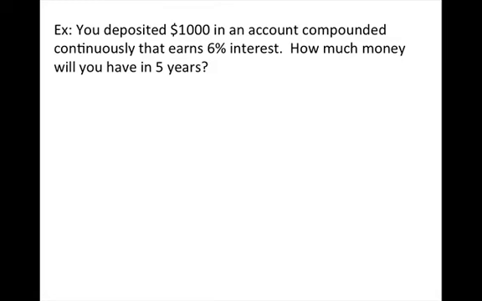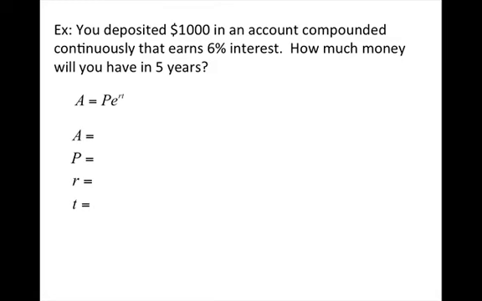So let's look at this example. You deposited $1,000 in an account compounded continuously that earns 6% interest. How much money will you have in 5 years? Well, we looked at this exact same example, but using an account compounded annually. Now let's see how much more we would earn if it was compounded continuously. So when you see the phrase compounded continuously, you're going to use the formula A equals P times e to the RT power.